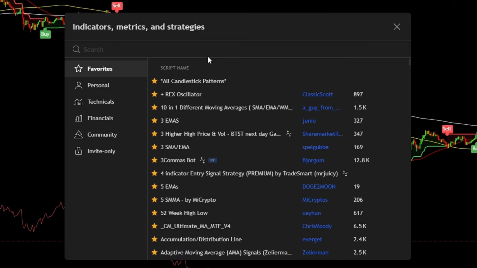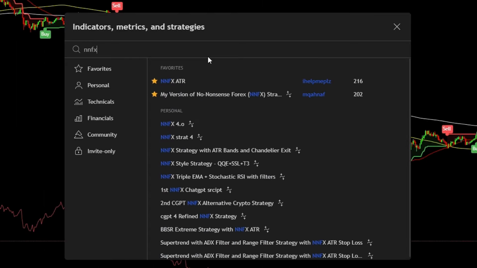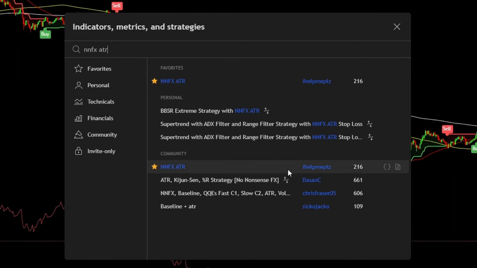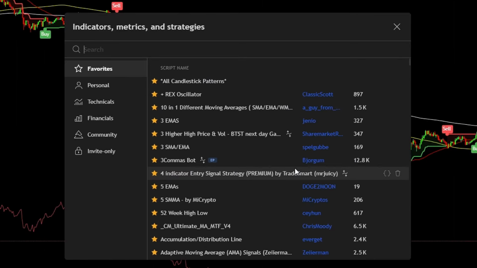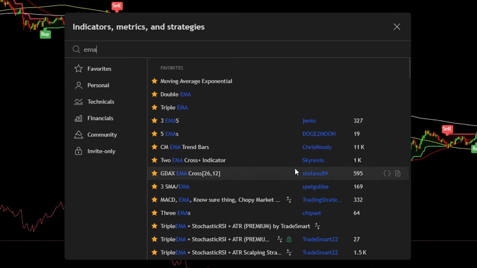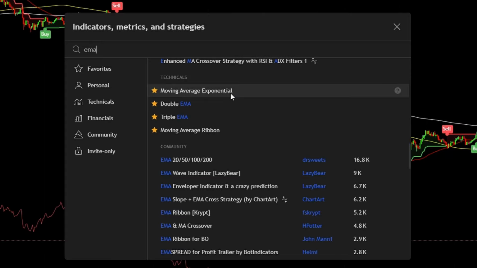Then for trading stop loss, we are going to use the NNFX ATR. Add this one. We will also need a trend filter, which is essential for all trend following strategies, and for that this time we are using the EMA. So add the moving average exponential.